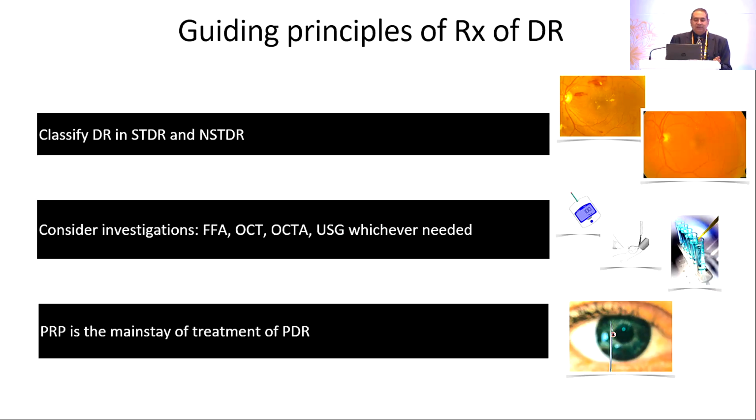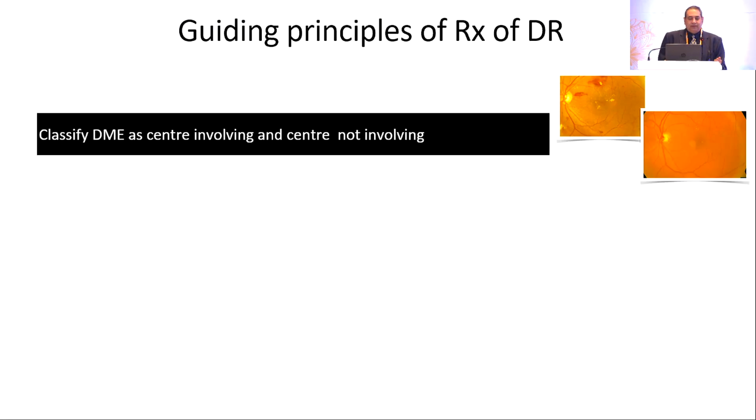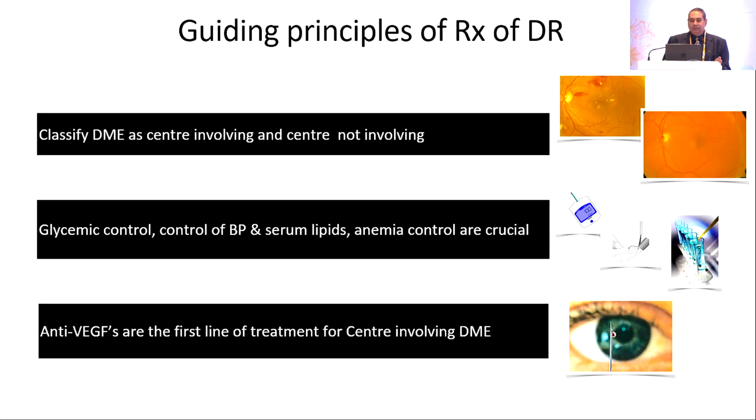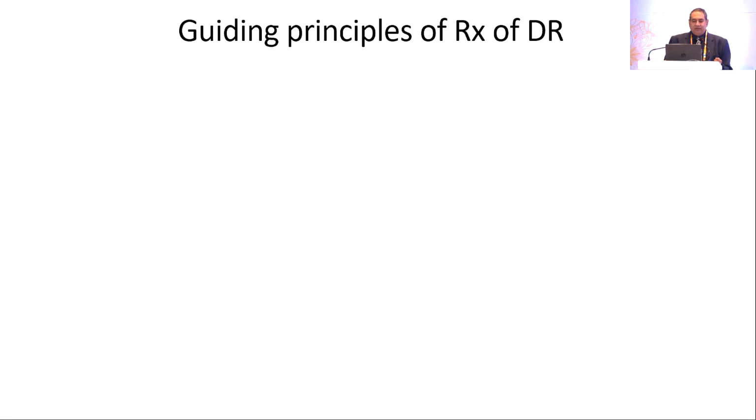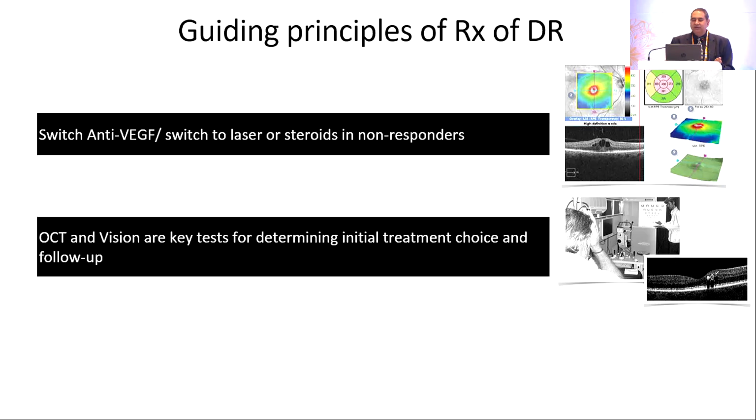Still, PRP is the mainstay of treatment in proliferative diabetic retinopathy. We classify diabetic macular edema as center involving DME or non-center involving DME. Definitely the glycemic control, BP control, lipids, and anemia are very crucial as far as management of diabetic retinopathy is concerned. And anti-VEGFs are still the first line of treatment in center involving DME. So you switch in between anti-VEGF, or switch to laser or steroids if it is a non-responder.